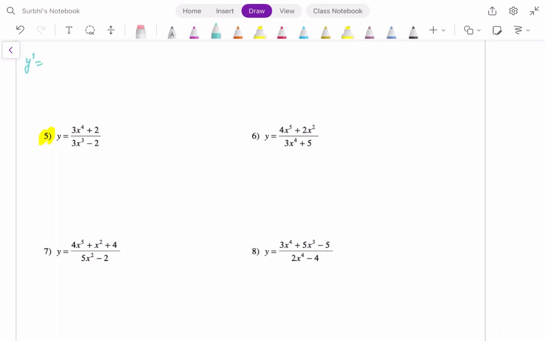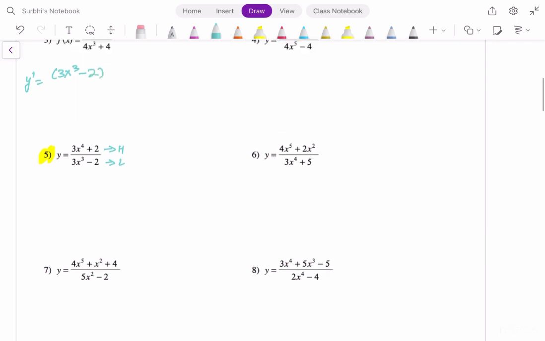So first I will identify what is high and what is low. High is nothing but the numerator and low is nothing but the denominator. So the rhythm is low D high. So I will write low, that means the denominator first, and then you will take the derivative of the numerator. So that is low D high part. Then after that, minus high D low.